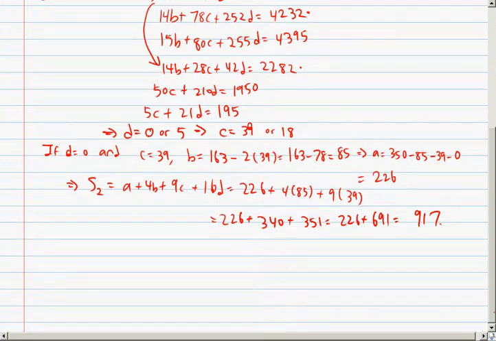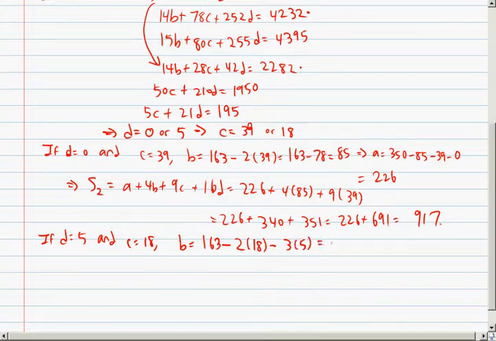Now let's look at the second case. If d is equal to 5 and c is equal to 18, b would be equal to 163 minus 2 times c minus 3 times d, and that gives us 163 minus 36 minus 15. And then doing the required computation gives us b equal to 112.